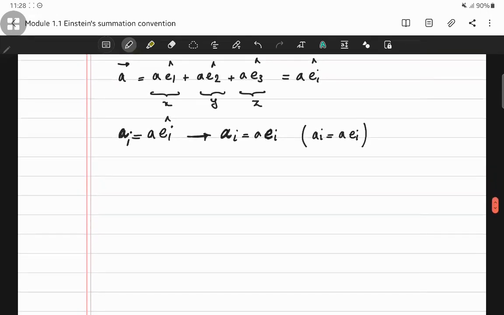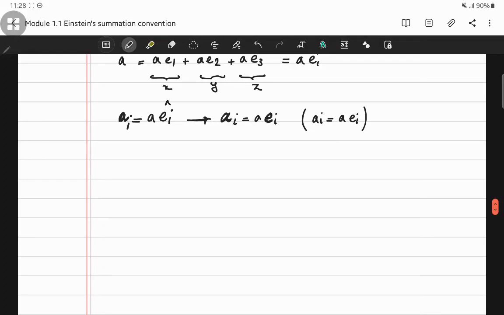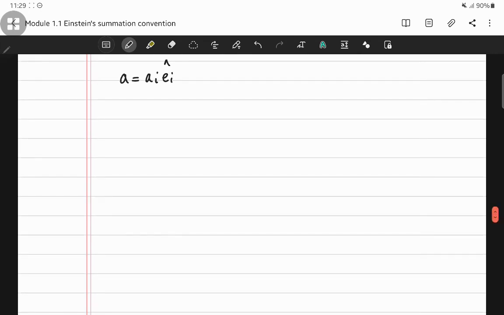If you want the magnitude of a vector like a, you can simply write that the magnitude a is equal to a_i e_i. Of course, here you have this dummy index repeated twice, so it will give you the magnitude of the vector a. And I try to put this hat, this caret here, and not forget it.